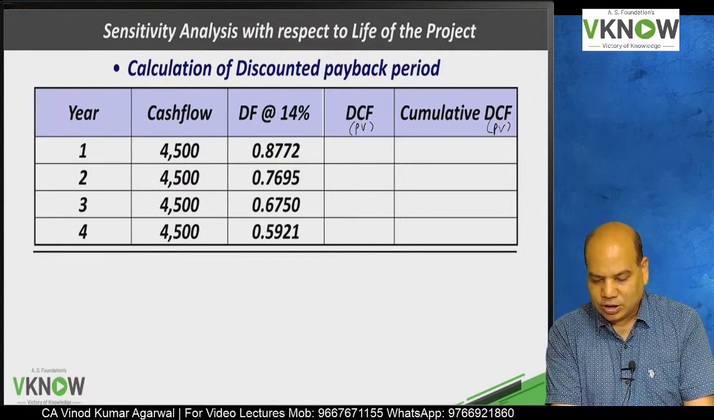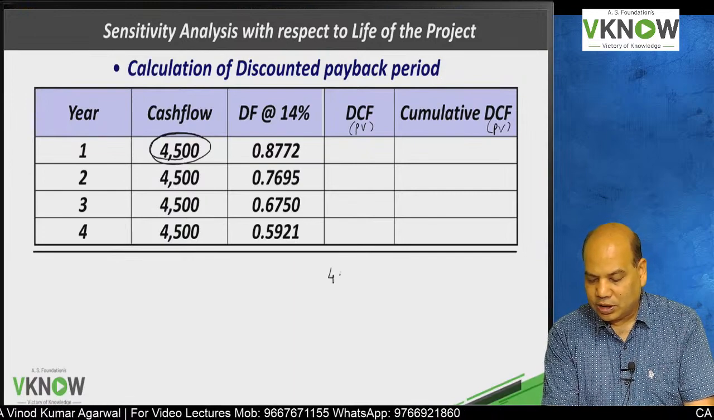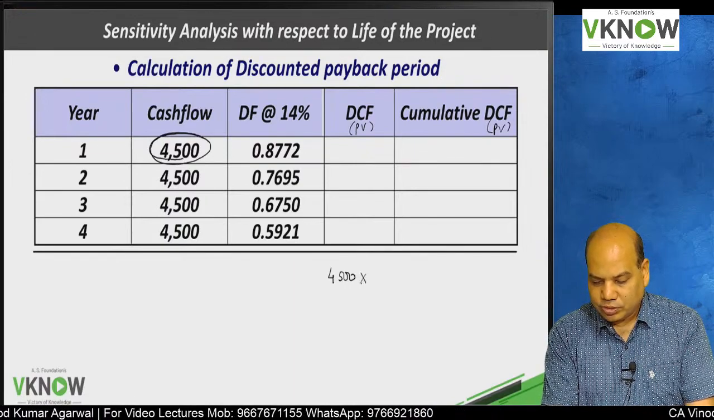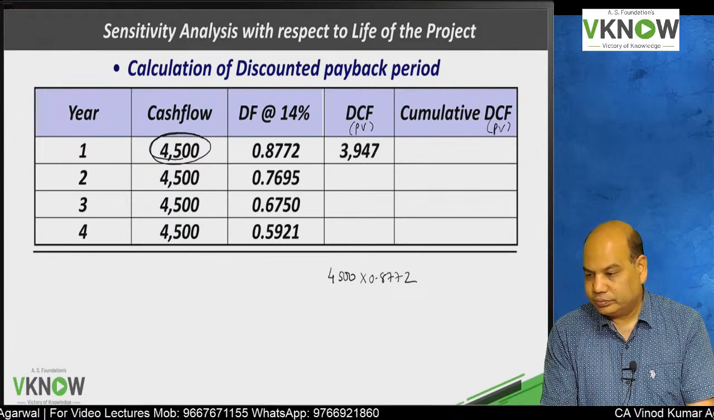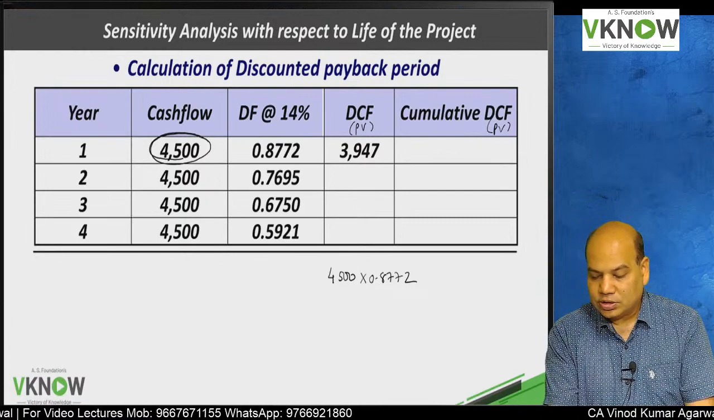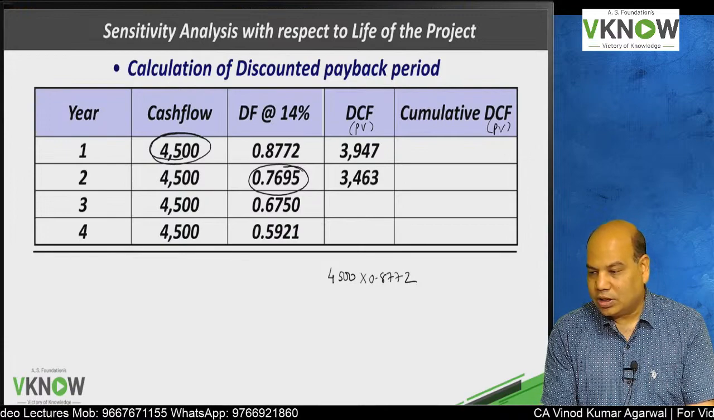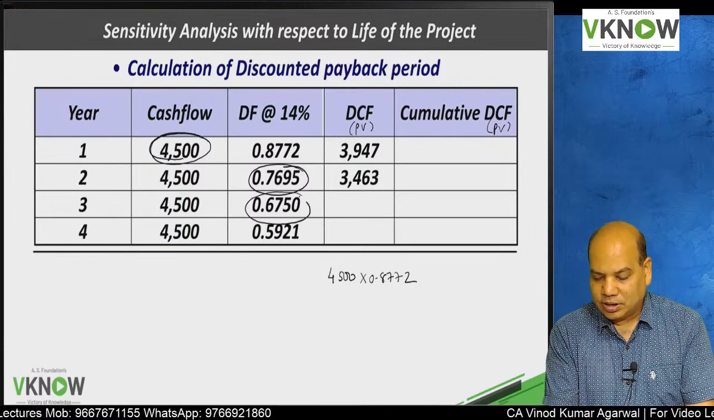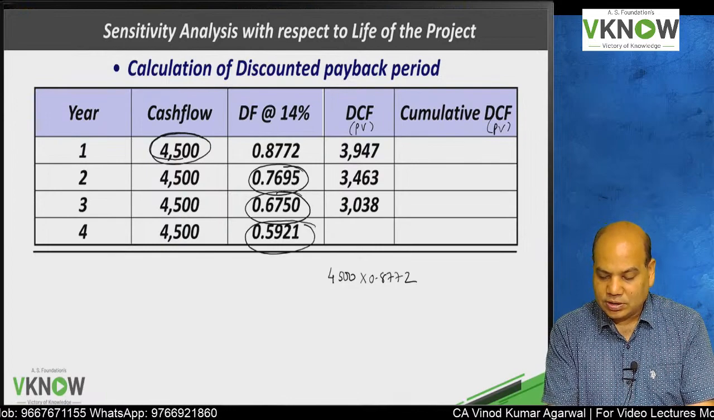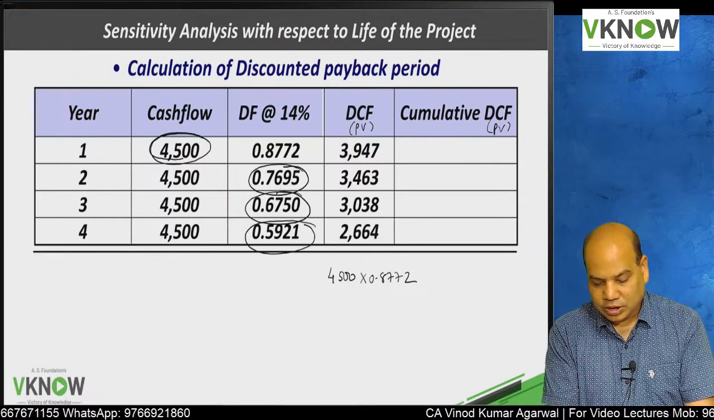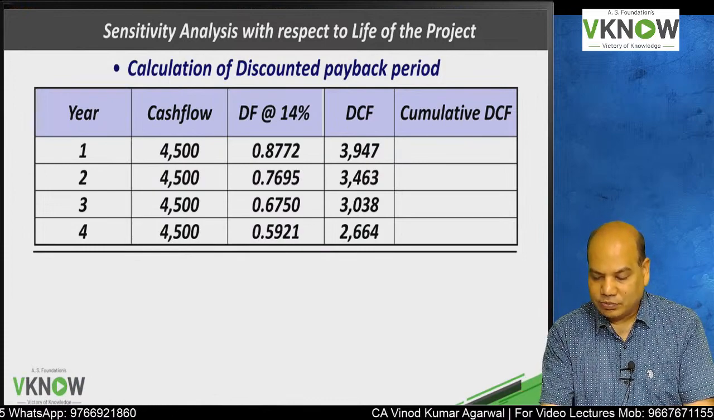I will tell you one shortcut. Number to be multiplied is common. So first time you will take 4500 into 0.8772 equal to. Next time you just type this number, press equal to, and you will get the answer. So sometime we have to know how to use calculator fast.